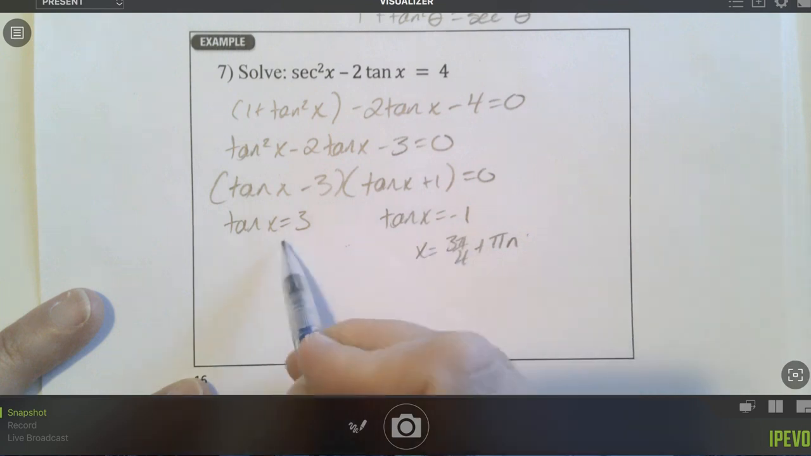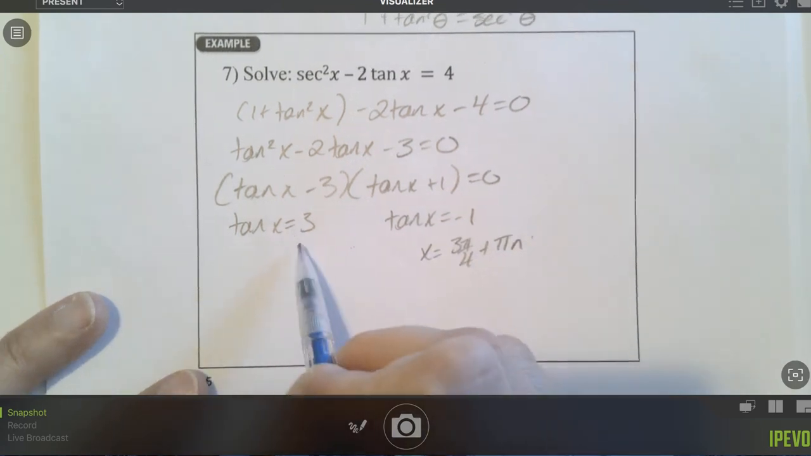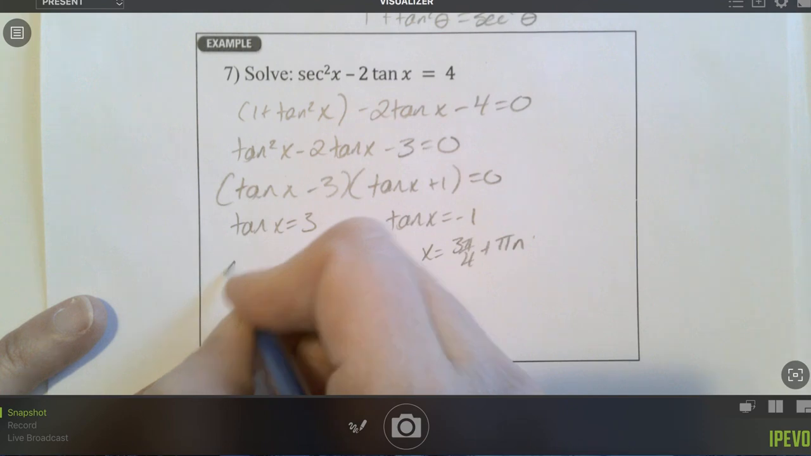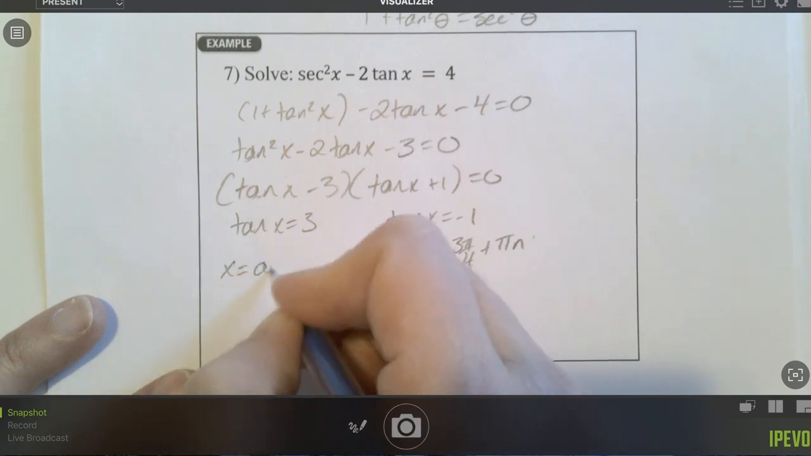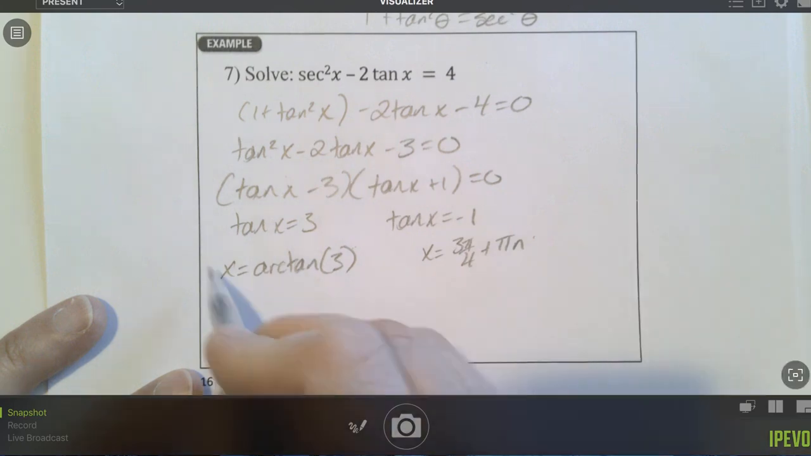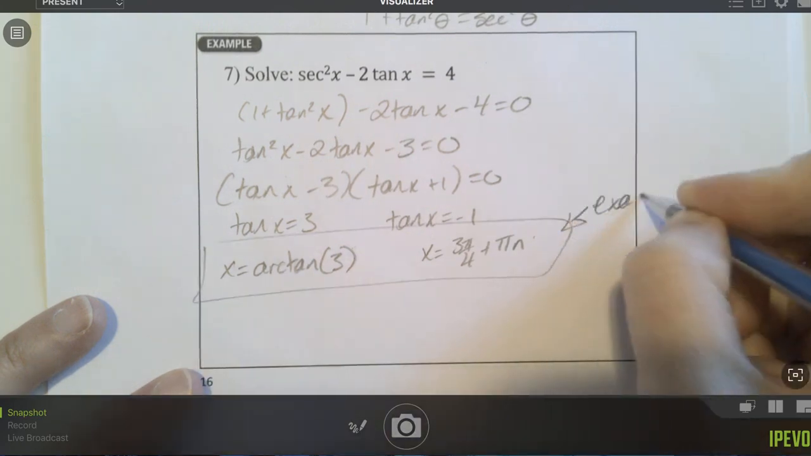Now, tangent of x equals 3, you might be tempted to rule that one out like we did with the sine and the cosine, but remember your tangent can be bigger than 1. So if you wanted the exact answer, you can actually just say that x is the arctan of 3. So if I were to circle, these would be the exact answer.